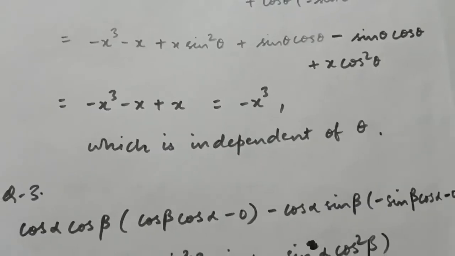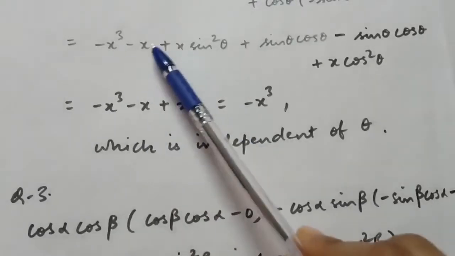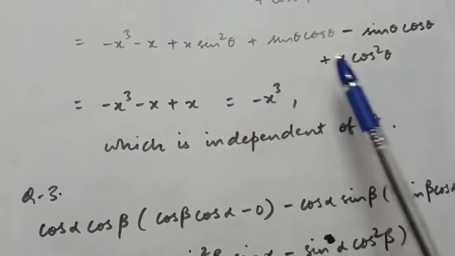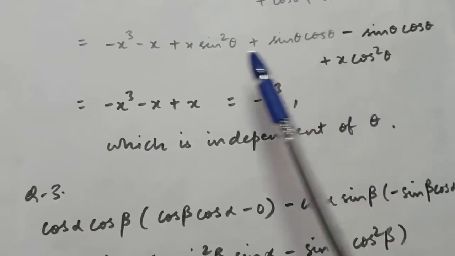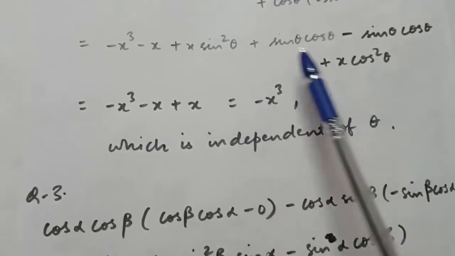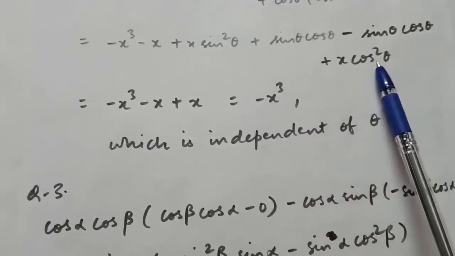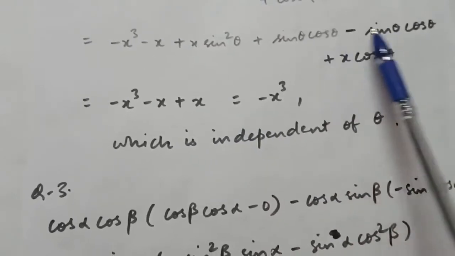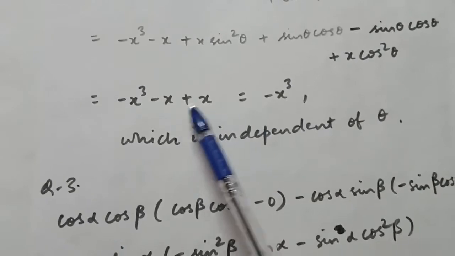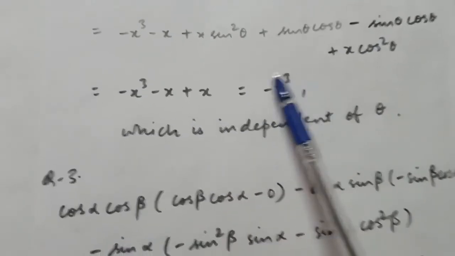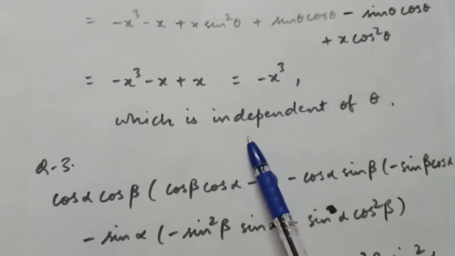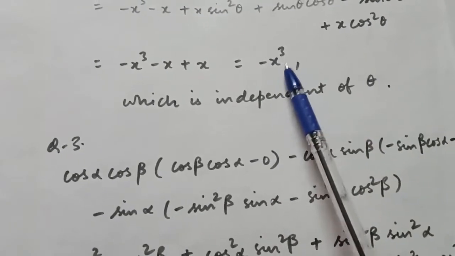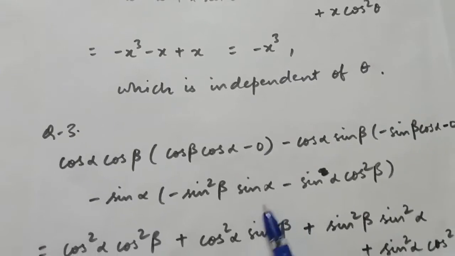It will be equal to minus x cube minus x. Now this is x sin square theta and this is x cos square theta. When you will take out x common in the bracket, you will get sin square theta plus cos square theta, which is 1. So plus x and this will get cancelled. Also now x will get cancelled. So you will get minus x cube. So the determinant value is independent of theta, as the value of determinant does not include theta, right?